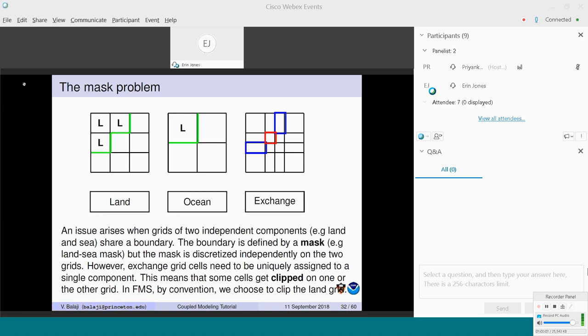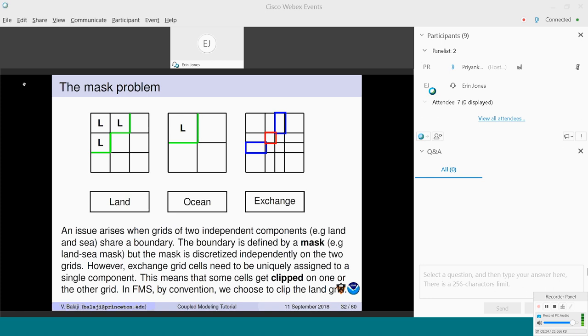If you look at the red cell and ask the land cell who the red cell belongs to, the land is going to say it belongs to the ocean. You ask the ocean who it belongs to, it says it belongs to the land. So neither of them wants to own the red cell. The blue cell is the opposite. You ask the land cell who it belongs to, it says it's mine, and you ask the ocean and it says it's mine also.